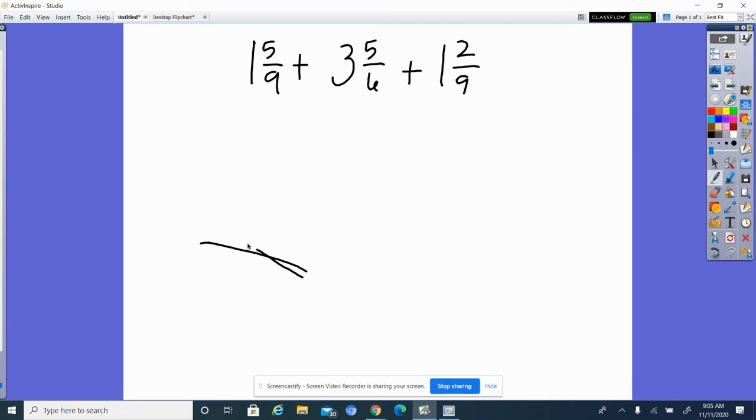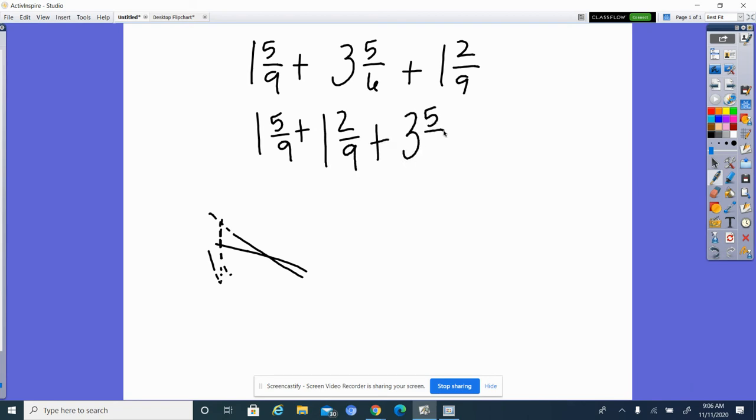Okay. So we can move them around to put the same numbers with the same denominator. So how will I move those around? 1 5/9 plus 1 2/9 plus 3 5/6. Good. Okay, what do I want to add first?